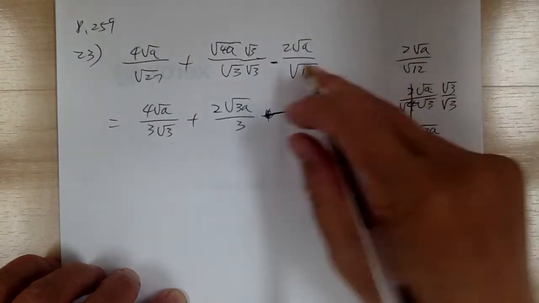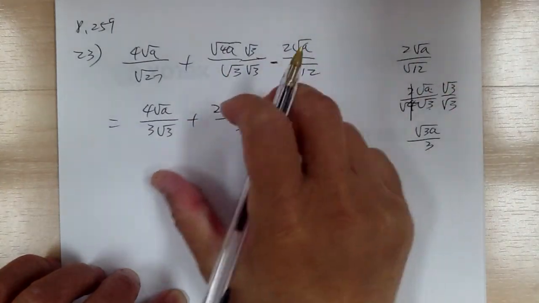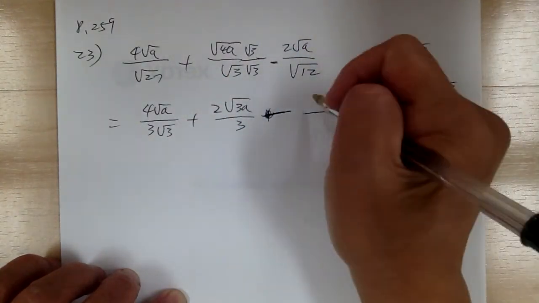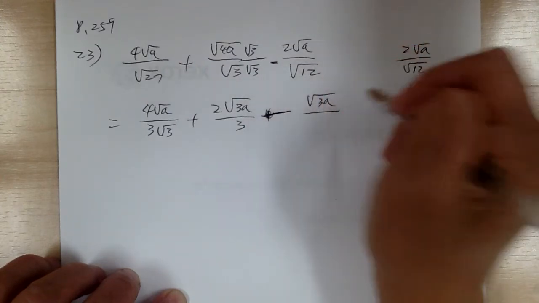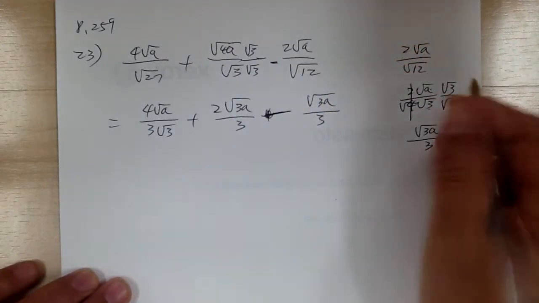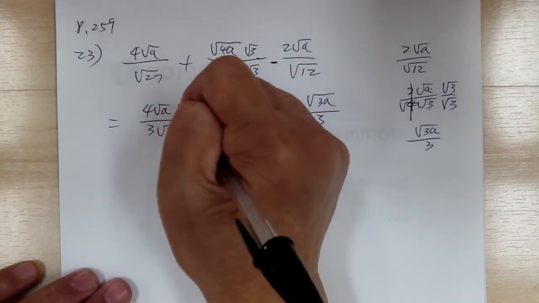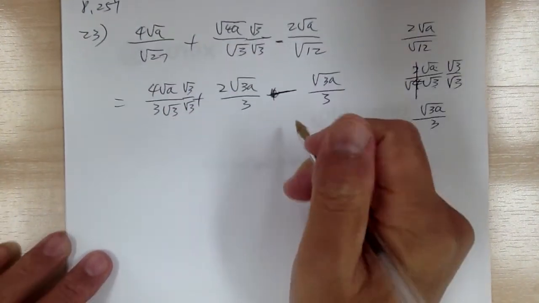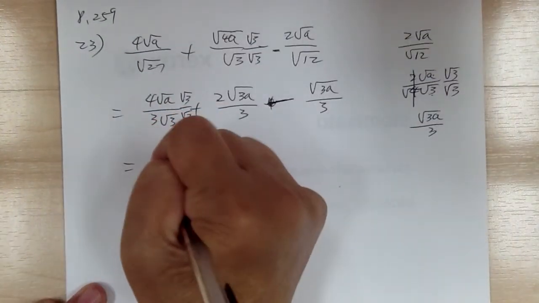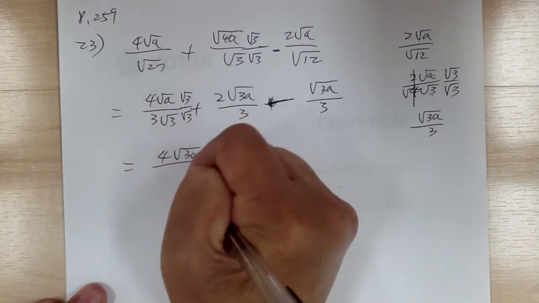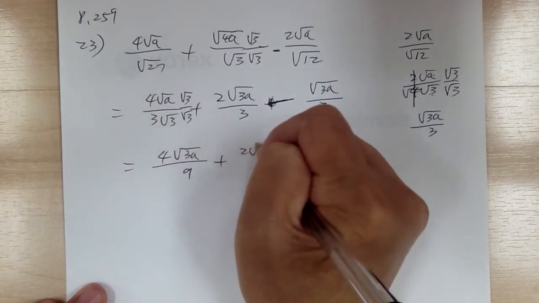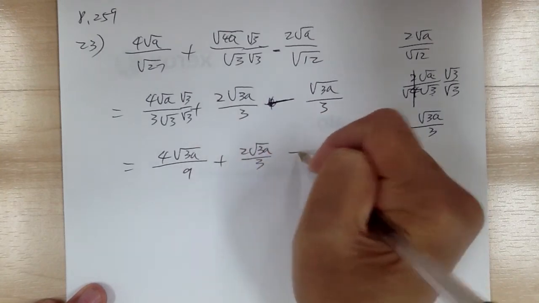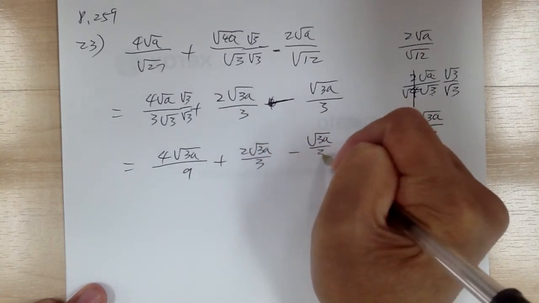Okay, so again, let's go off to the side so it doesn't clog up the major steps. So you're going to get 3a over 3. So we have to take care of this one here, times by square root of 3. So you're going to get 4 square root of 3a over 9 plus 2 square root of 3a over 3 minus square root of 3a over 3.